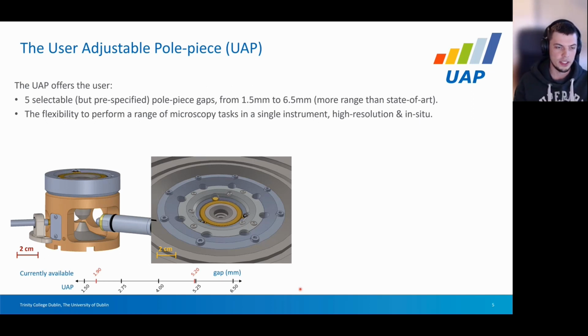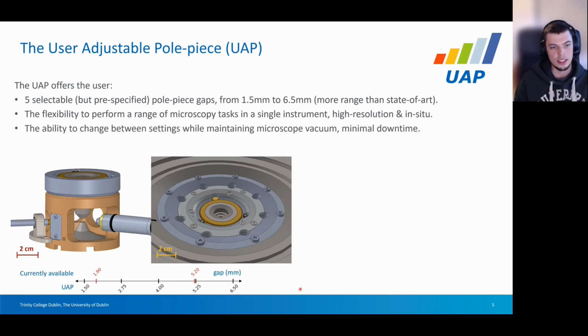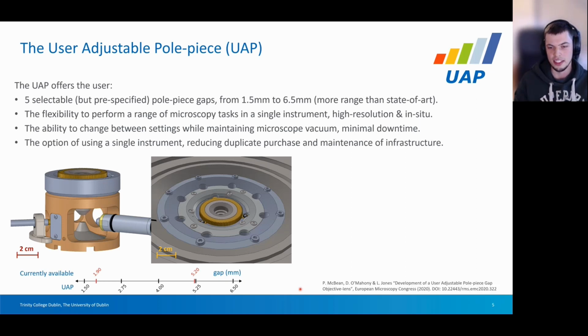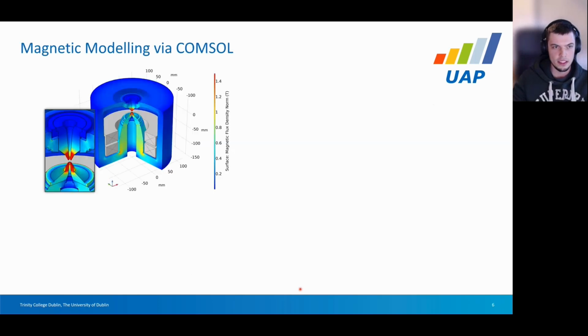Here we have a render of the pole piece changing, adjusting between different settings. This would maintain microscope vacuum throughout, which results in minimal downtime. We hope that you'd be able to do more than one imaging mode in the same day. And of course, this would reduce the need for redundant duplicate purchases, which has, of course, a lot of ancillary benefits, such as reducing maintenance contracts, reducing the infrastructure needed, electricity requirements, even reduced number of rooms, etc.